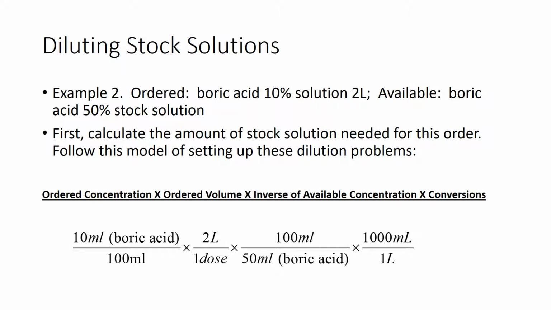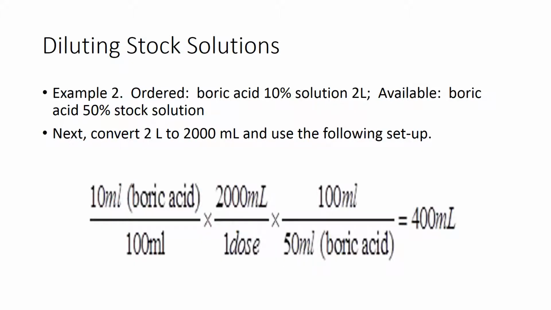So now we want to put all of our values into our equation. Our ordered concentration was 10 milliliters of boric acid for every 100 milliliters. Our ordered volume was 2 liters per dose. Our inverse of available concentration is 100 milliliters divided by 50 mL of boric acid, and our conversion is 1,000 mLs per liter. So now we can start canceling like elements.